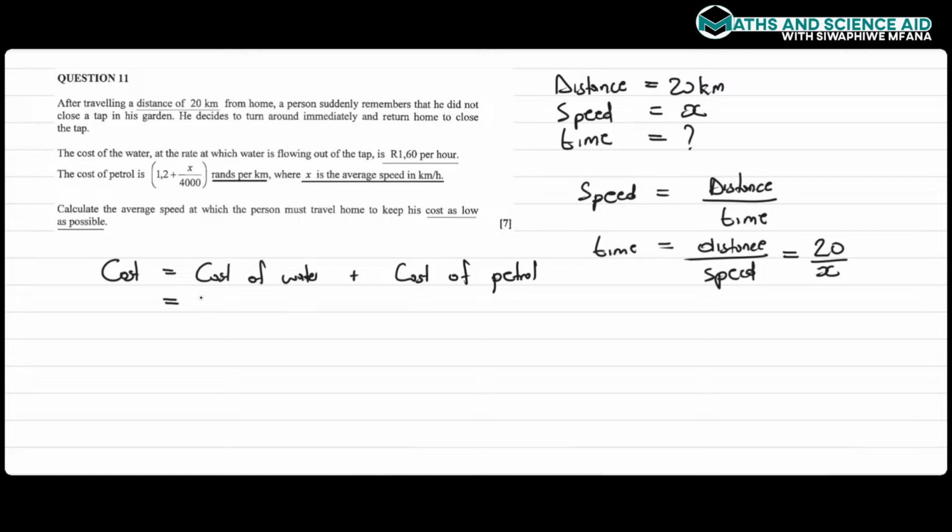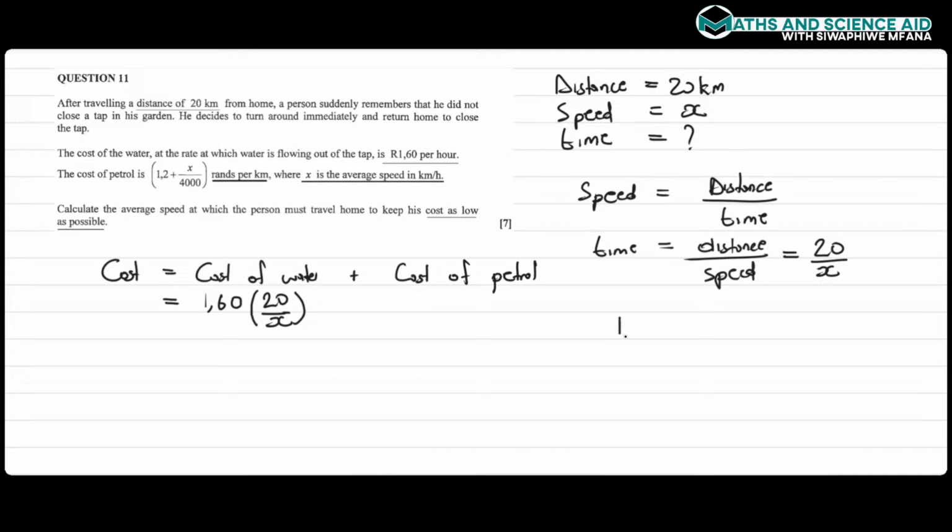But the water that is flowing out is costing him 1 rand 60 for every hour. So it will depend on how much time he has taken to get home, how much this water that has flown out is going to cost him. So we just simply need to multiply that 1.60 per hour by the time in hours. Our time is 20 over x, and since the speed is in kilometers per hour and the distance is in kilometers, this time will be in hours.